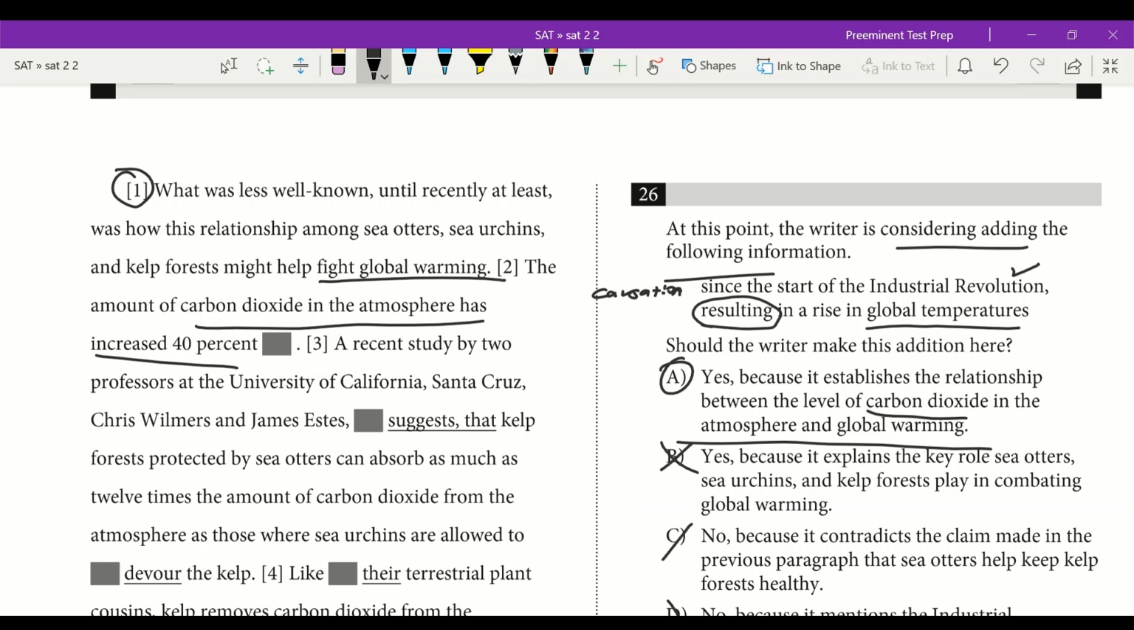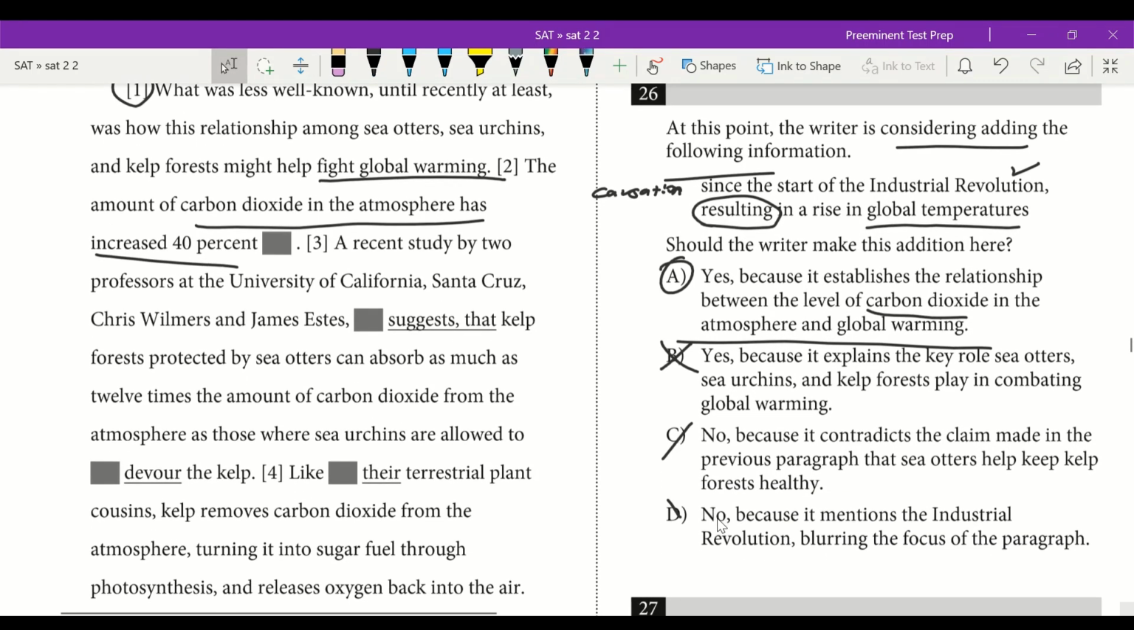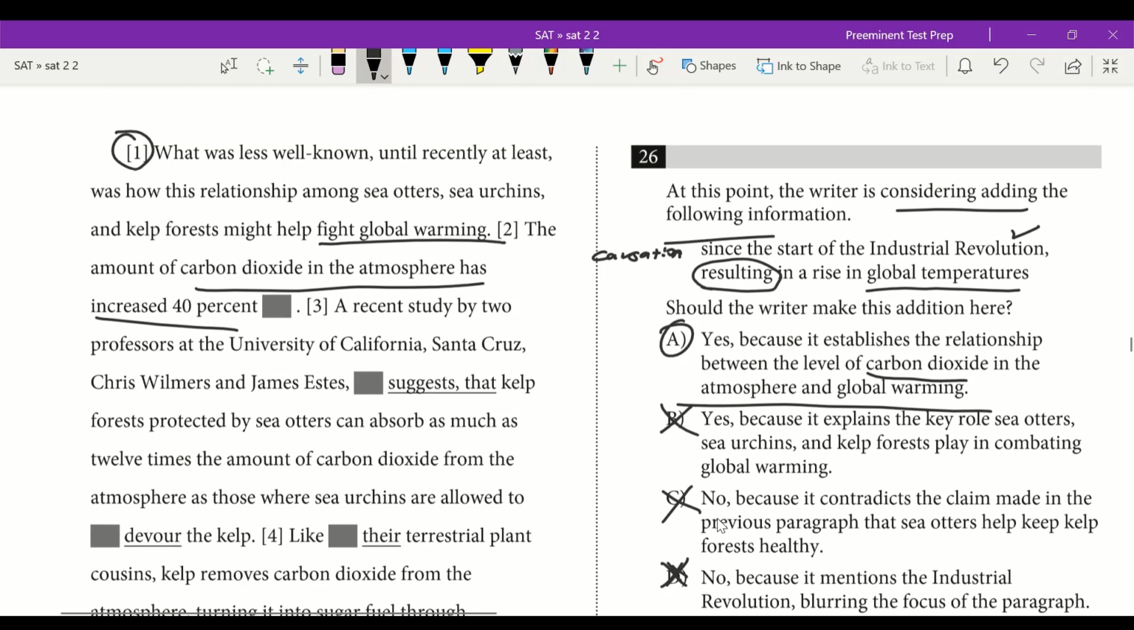Alright, and then if we look at the no, just to be thorough here, it says because it contradicts the claim made in the previous paragraph that sea otters help keep kelp forests healthy. It doesn't contradict that. And then we have no because it mentions the Industrial Revolution, blurring the focus of the paragraph. And that's also not a good reason to not add it, because it doesn't blur the focus by mentioning that it was since the Industrial Revolution. We're not actually talking about the Industrial Revolution. We're just mentioning it as a time frame.